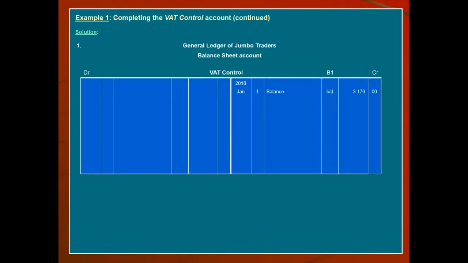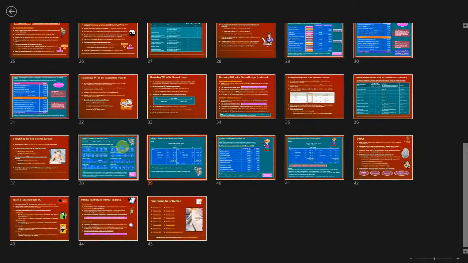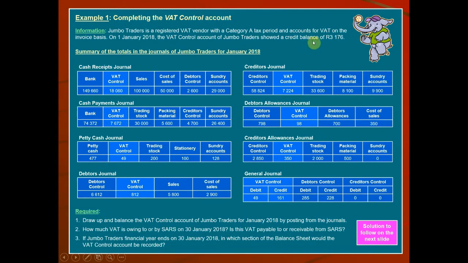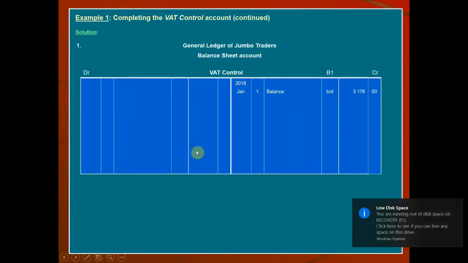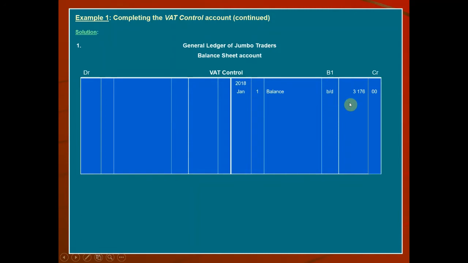So first of all, before doing that, we just need to look at the information that was given. We were given a credit balance of 3176. So firstly, we will need on the credit side the balance brought down of 3176, and now we can post from that cash receipts journal also to the credit side. Bank will be the contra entry as the money in our bank increase, assets increase on the debit side. We know for each credit we have a debit.